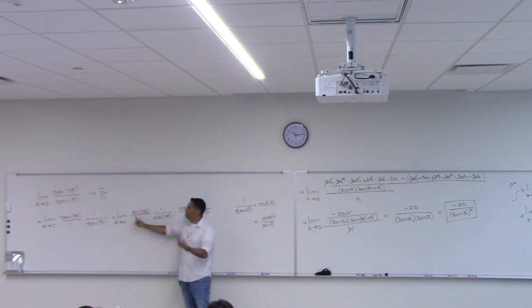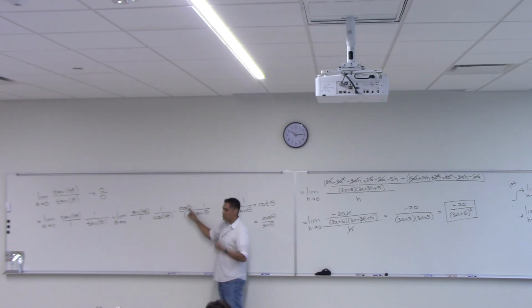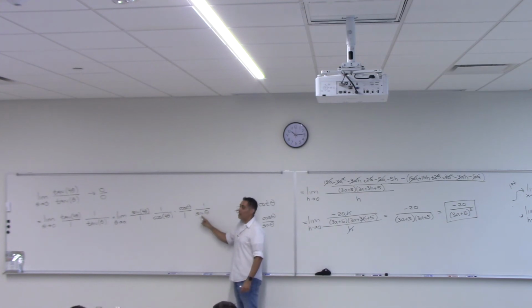If you replace theta with 0, sine of 0 is 0. 0 over 1 is 0. Cosine of 0 is 1. 1 over 1 is 1. Cosine of 0 is 1. 1 over 1 is 1. Okay? 1 over sine of 0 is 0. Division by 0. There's the problem, right? That's the problem right there.